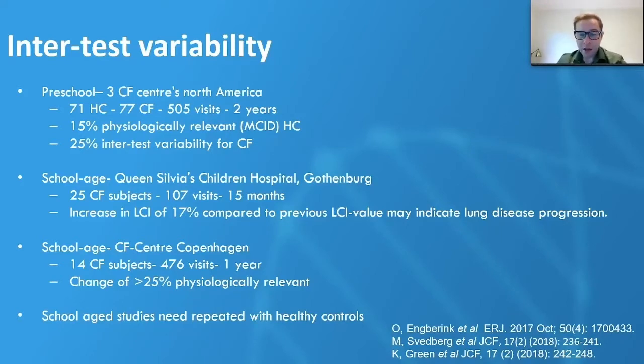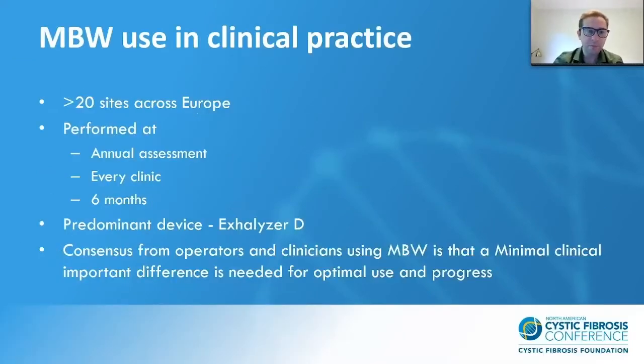The school age studies from Gothenburg and Copenhagen did not use healthy controls, so we don't have that minimal clinically important difference. But they did find that an increase of 17% compared to the previous LCI value may indicate lung disease progression, and that was from Gothenburg. And in Copenhagen, they found something similar, of around 25%. A 25% change was physiologically relevant, but again, we need those healthy controls for a true picture there.